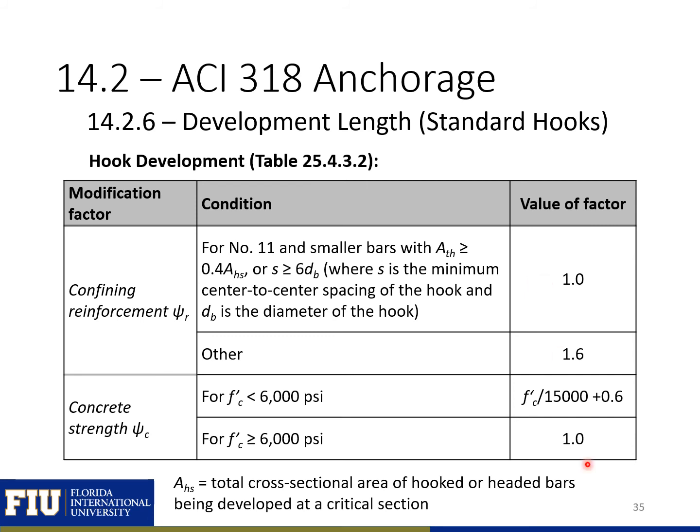of 1.0. Our A sub HS is the total cross-sectional area of the hook or headed bar being developed at the critical section. And we'll look at on the next couple slides what the A sub TH is. Otherwise here we'll use a factor of 1.6. The concrete strength factor here depends on if we have a strength less than or greater than 6 KSI or 6,000 PSI. So you can see if we're less than 6 KSI, we use the equation shown here, F prime C in PSI divided by 15,000 plus 6. If we have a strength greater than 6,000 PSI, then our factor is just equal to 1.